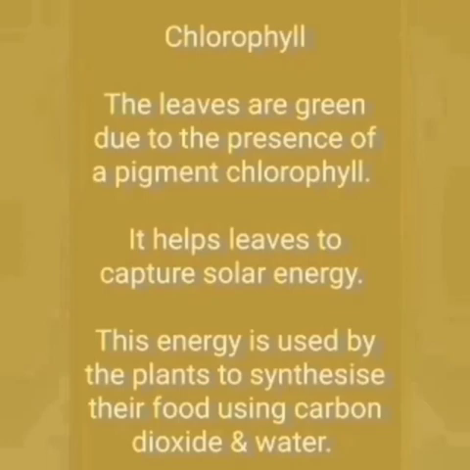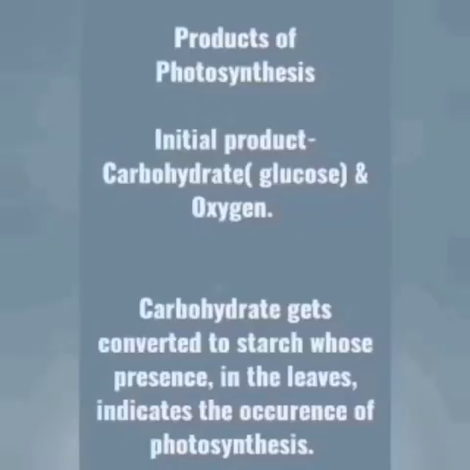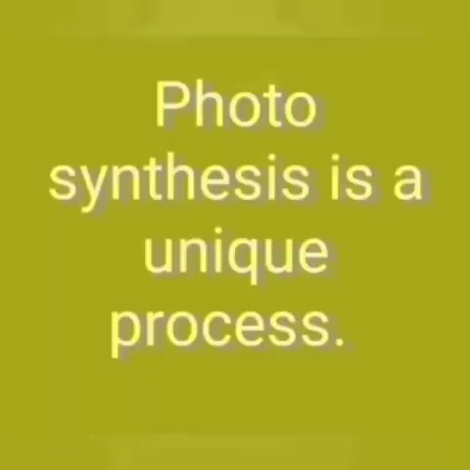Chlorophyll. The leaves are green due to the presence of a pigment called chlorophyll. It helps leaves to capture solar energy. This energy is used by the plants to prepare their food by using carbon dioxide, water and minerals. Product of photosynthesis: initial products of photosynthesis are glucose and oxygen. Glucose is stored in plants and algae in insoluble forms, while oxygen goes into the air. Glucose gets converted to starch, whose presence in the leaves indicates the occurrence of photosynthesis.